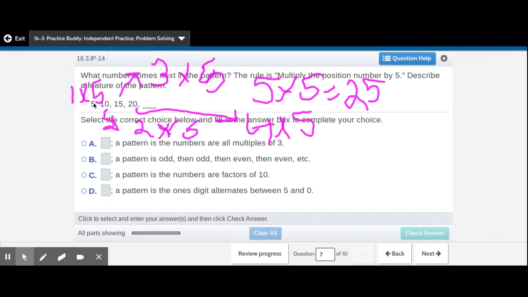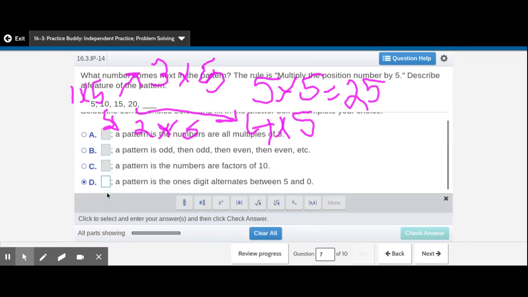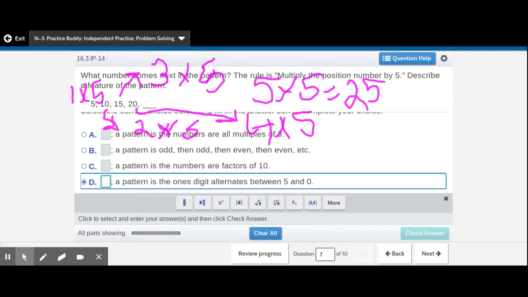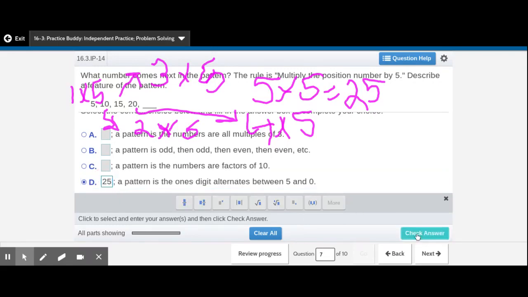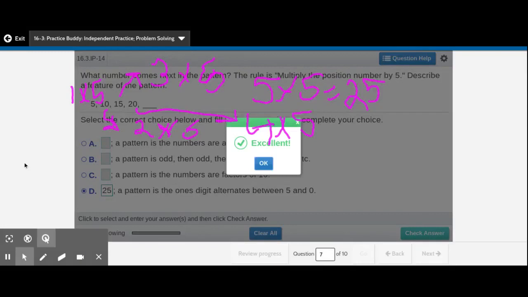Okay, that's true because this 5 is in the ones place, then the 0 is in the ones place, then the 5 is in the ones place, and the 0 is in the ones place, then the 5 is in the ones place. Let's try this one. It's the only one that made sense so far. Let's check our answer. We are correct.